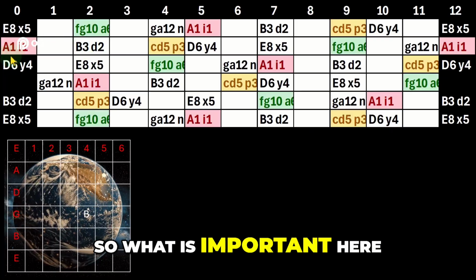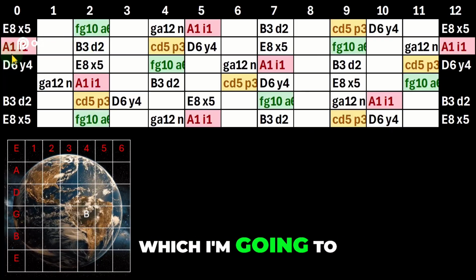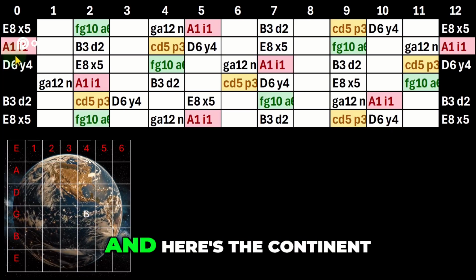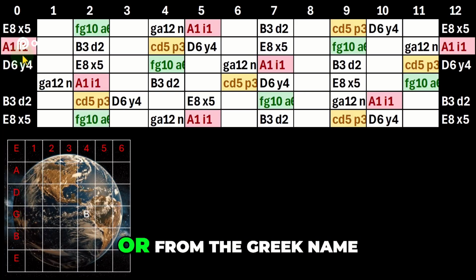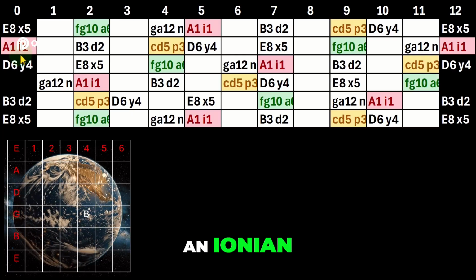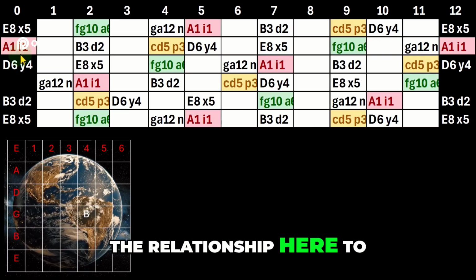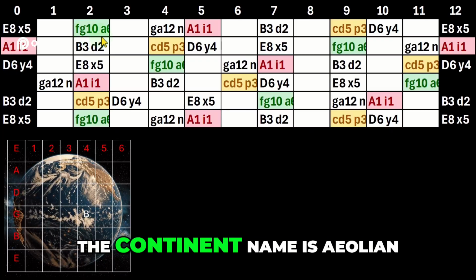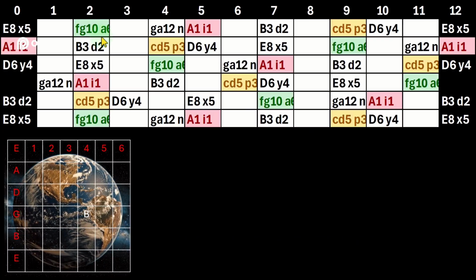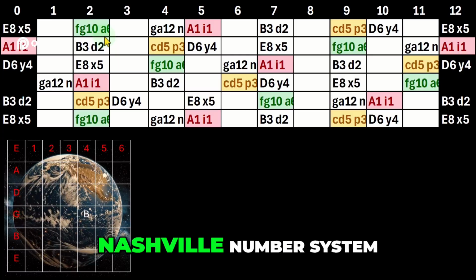So what is important here? Here's the note name, A, which I'm going to call 1 from a number system. And here's the continent name from a Nashville number system, a 1, or from the Greek name, an Ionian. And you can see the relationship here to this is going to be an F sharp, and that's the note name. The continent name is Aeolian, and it would be a 6 from a Nashville number system.